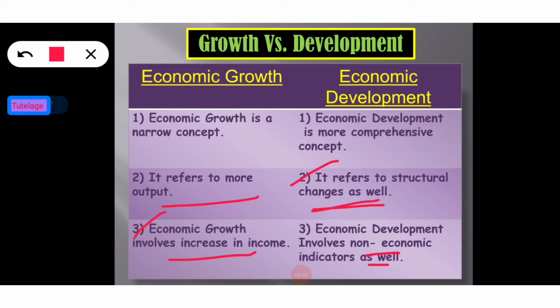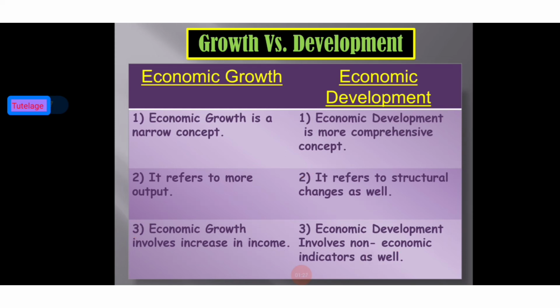So learner, do you know what is the example of the economic indicator? Yes, income is the economic indicator. So economic growth is defined strictly in terms of the economic indicator, and that is income. And economic development involves not only economic indicators such as income but also non-economic indicators such as literacy, provision of housing and the health services. I think this is clear.